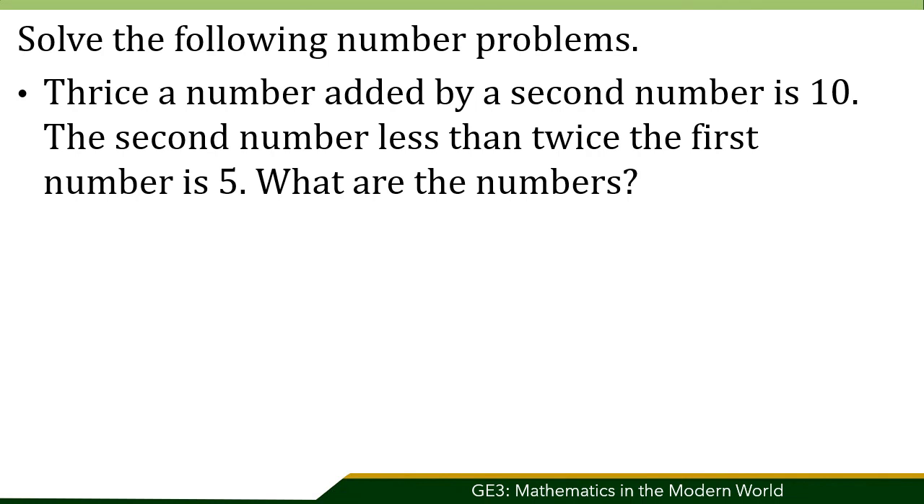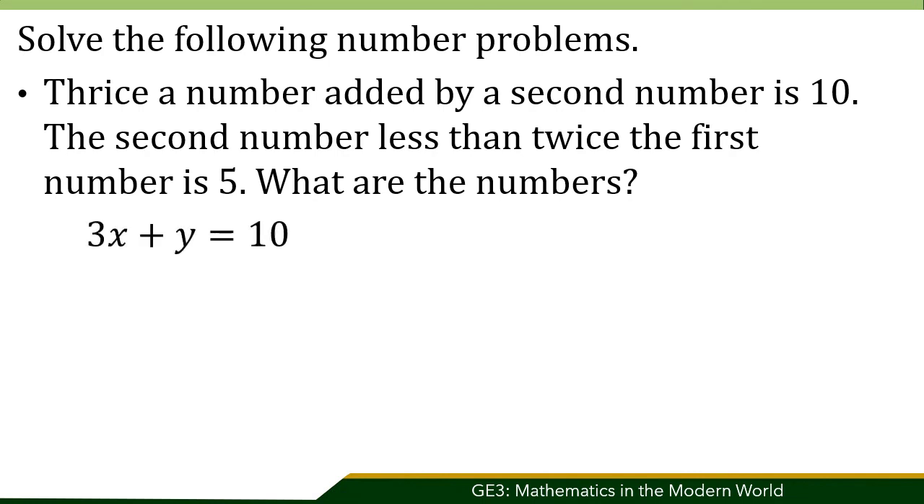Next, thrice a number added by a second number is 10. The second number less than twice the first number is 5. What are the numbers? So here, let x be the first number and y be the second number. So thrice a number added by a second number is 10. So 3x plus y equals 10.